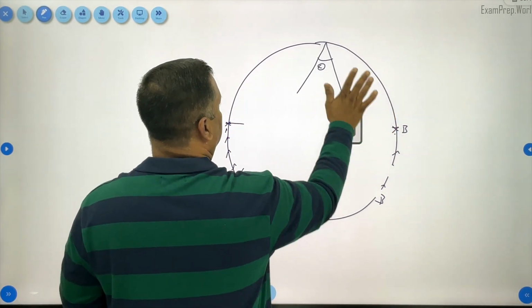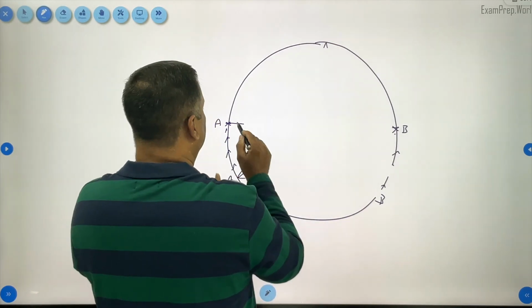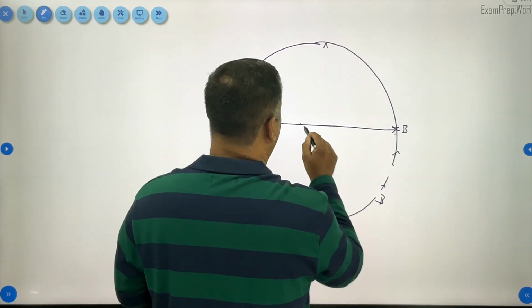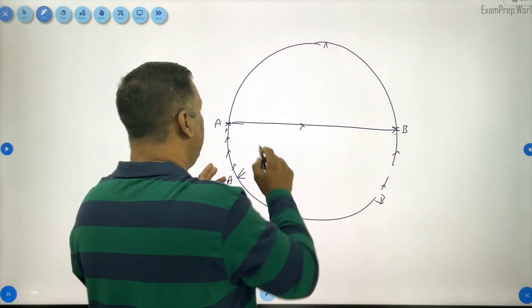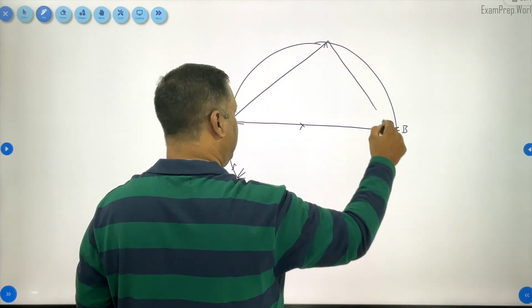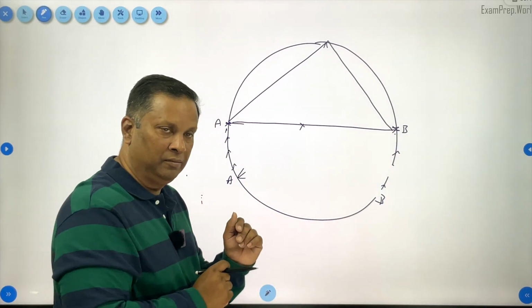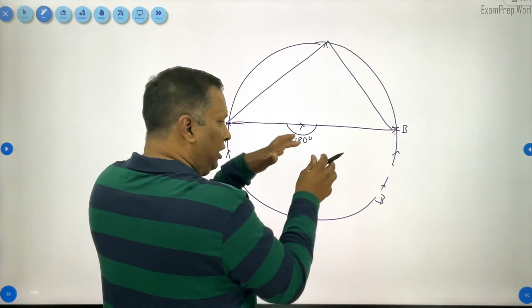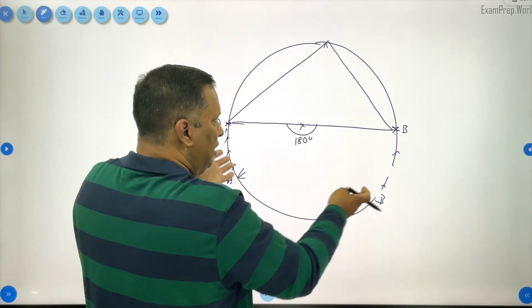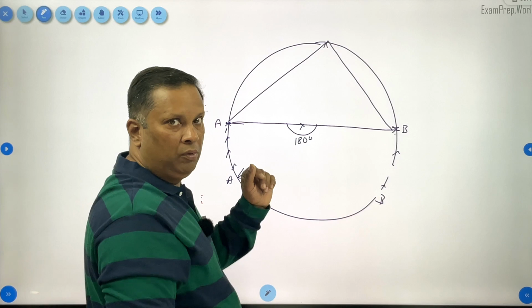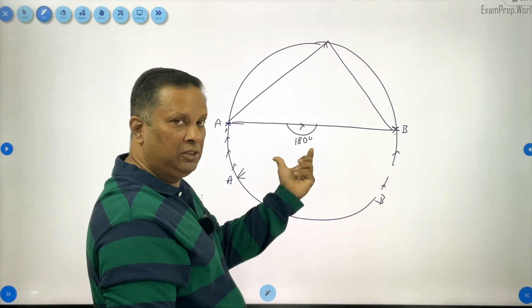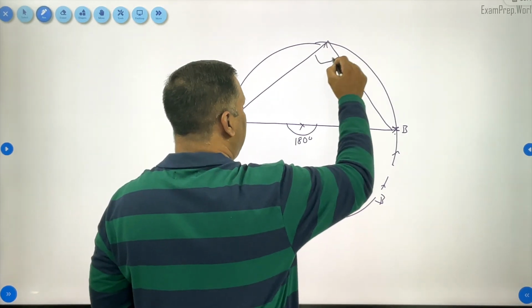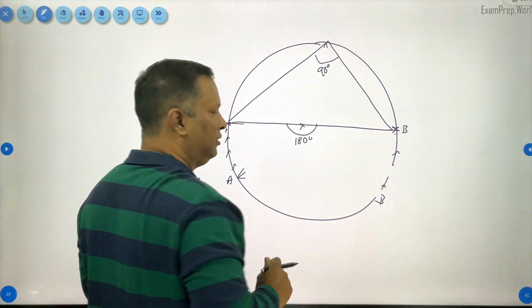So AB has become what? The diameter of the circle, right? Now AB is creating an angle here, which it was originally also creating. Now this is how much? 180 degrees. It's a straight line, right? Because AB traveled and became a straight line. So this angle should be half of this. This angle will be 90 degrees.